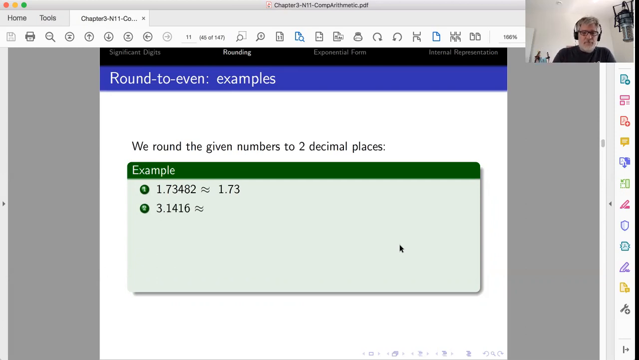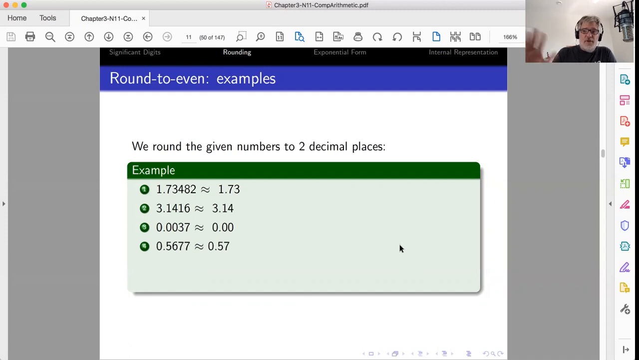Okay. 3.1416, the test digit is 1. So I just drop everything and it's 3.14. Nice and easy. 0.0037, the test digit is 3. It is less than 5, so 0.00. Okay. 0.5677, test digit is 7, which is bigger than 5, so I go up: 0.57.